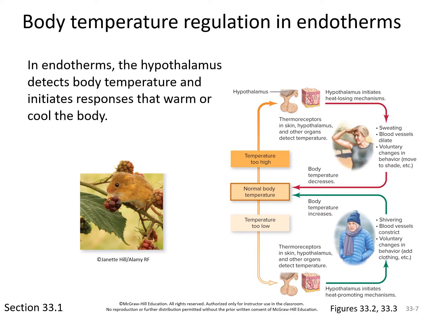So let's say that your body temperature is too low. Same sort of receptors are going to detect this. Thermoreceptors in the skin, other organs, and in the hypothalamus. And so what's going to happen here, shivering for one.